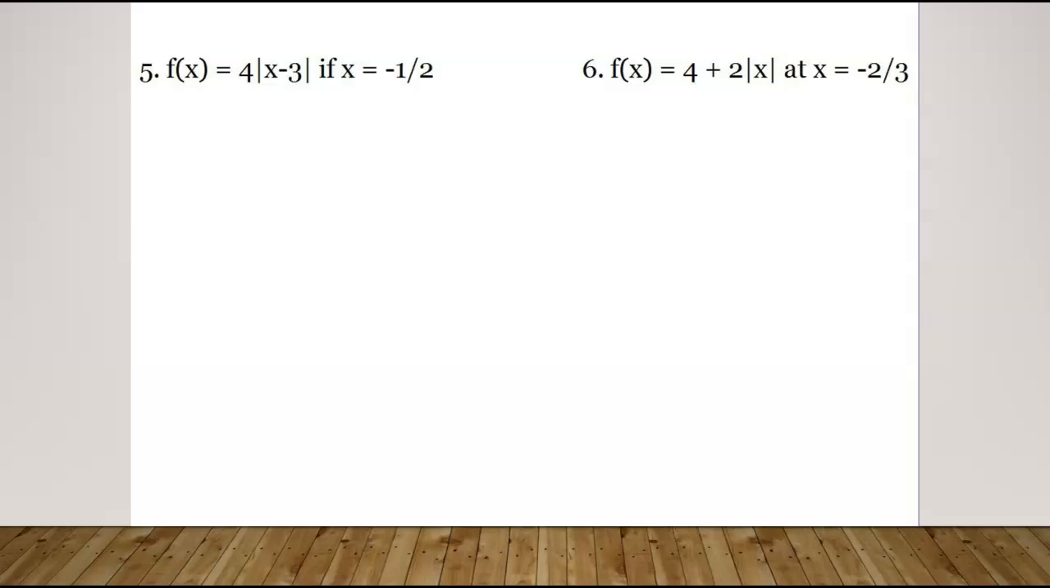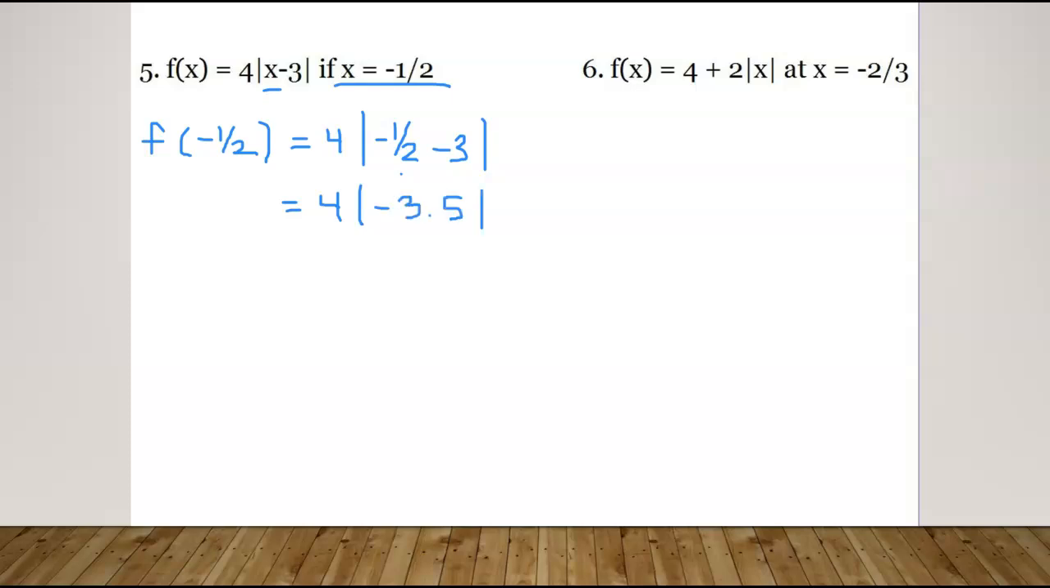This is new notation. Function notation simply means that you're still plugging in your x. We can just write it a little different. So this is the same as saying f of negative 1/2. But you're still just going to plug in the value of negative 1/2 for x. So you get negative 3.5, which is like 4 times 3.5. So 4 times 3 is 12. 4 times 1/2 is 2. So 4 times 3.5 is 14.